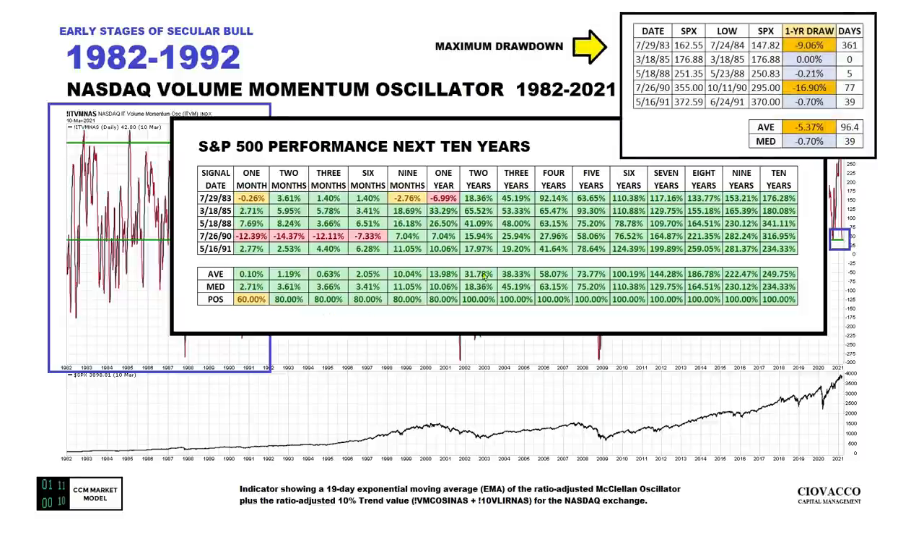However, if we look at the left side of the chart, it's not too surprising that in some cases, the maximum 1 year drawdown from the date of the signal was quite painful. 1983 case, over 9%. 1990 case, 16.9%. Average drawdown looking out 1 year, a little bit over 5%. The median drawdown, much more attractive, roughly flat. Keep the NASDAQ volume momentum oscillator in mind. We will revisit it at the end of the video.